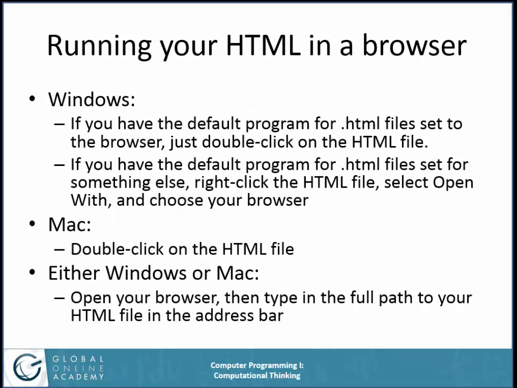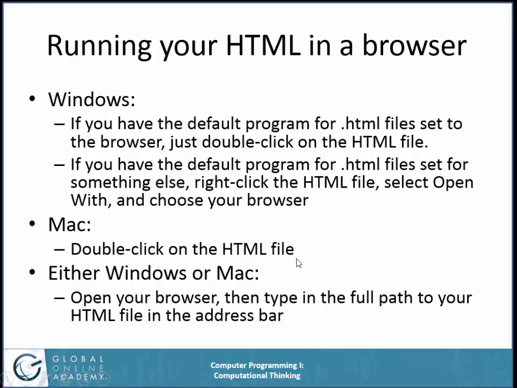Now, how do you run your HTML in the browser? On Windows, you might have the default program for HTML files set to your browser. Just double-click on the HTML file in the File Explorer, and it'll go to whatever your default browser is. Now, you might have the default program for .html files set to something else. I've changed it on my machine so that the default program is Notepad, so when I double-click on an HTML file, it lets me edit it and change the HTML. If that's true, then you right-click on the HTML file, select Open With, and choose your browser.